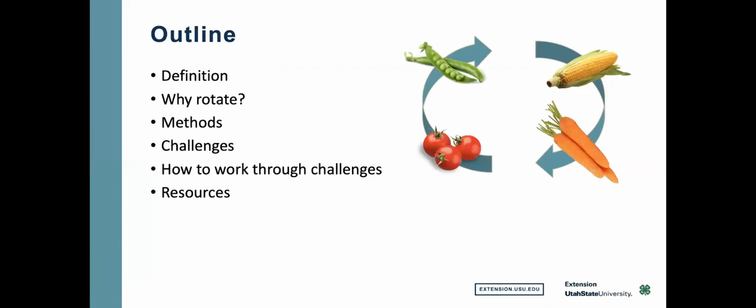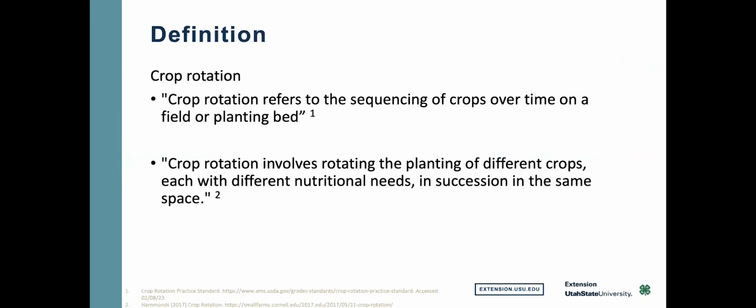So to start out, just a brief outline. I'd like to start with a working definition so we're all on the same page, then get into some of the benefits of rotation, some of the methods of how you can think about that, and there are many, then some of the challenges that are faced, especially those specific to a small scale, this urban micro farming, how some farmers in Utah are working through those challenges, and then offer up some resources at the end for further explanation and exploration.